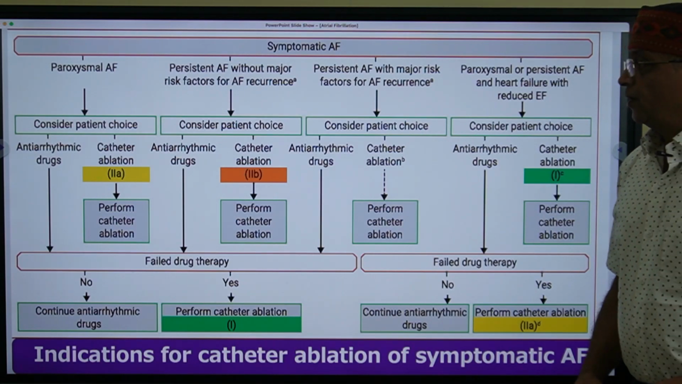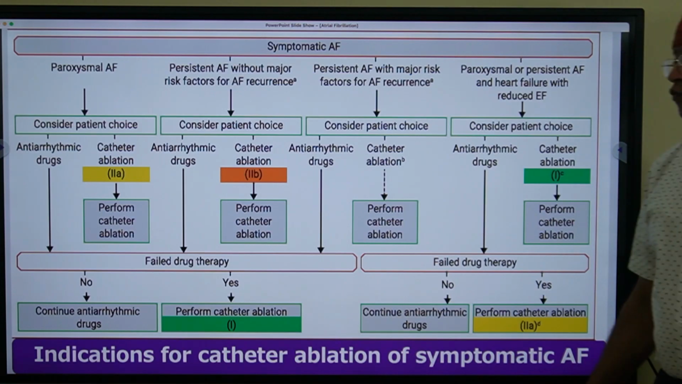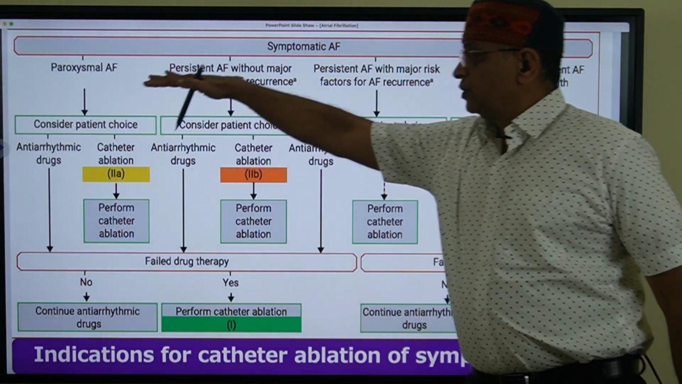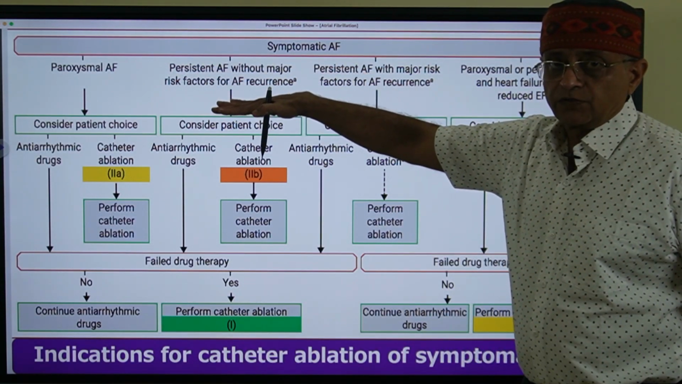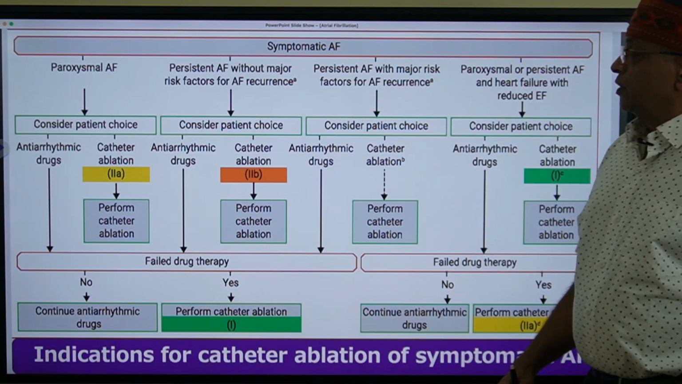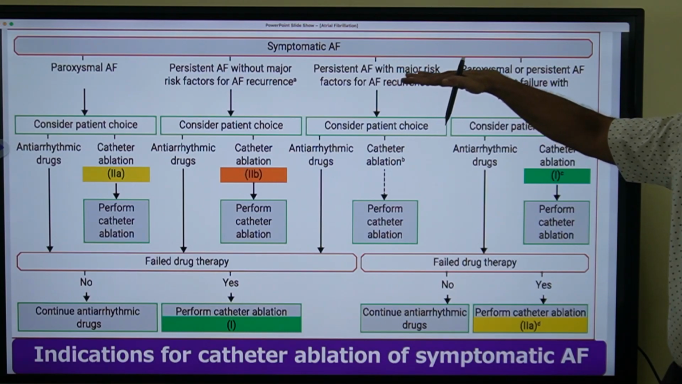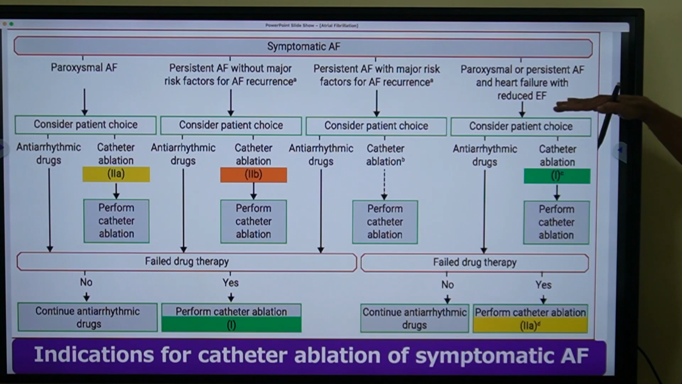In symptomatic AF, what are the indications for catheter ablation? So there are 4 categories of patient. The first patient has paroxysmal AF, second patient has persistent AF but without major risk factors for AF recurrence. Third category is patient with AF with major risk factors for AF recurrence. And lastly, paroxysmal or persistent AF with heart failure or reduced ejection fraction.